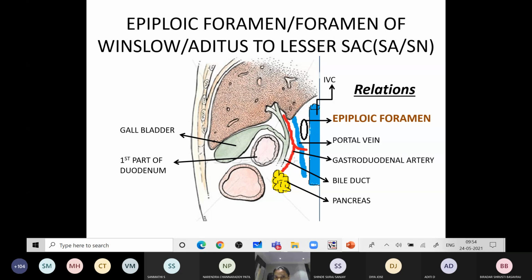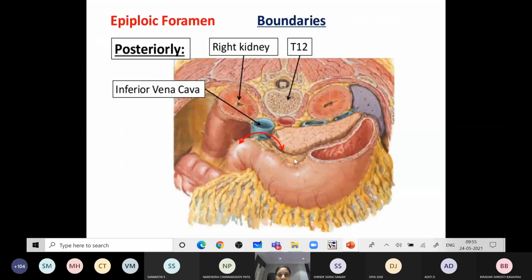Already you know what the contents are. These contents also form the anterior relations, such as the common bile duct, hepatic artery and portal vein within the right free margin of the lesser omentum. Behind, it is related with the inferior vena cava. This is a sagittal section. Easy to draw. This is the transverse section of the abdomen: stomach, right free margin of lesser omentum, this is the inferior vena cava, this is the epiploic foramen.